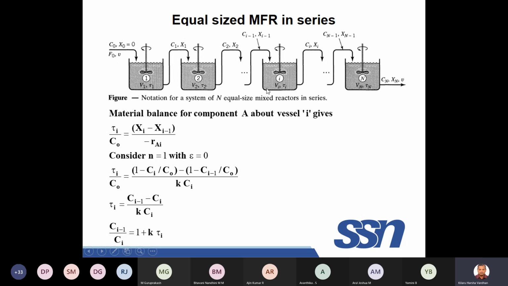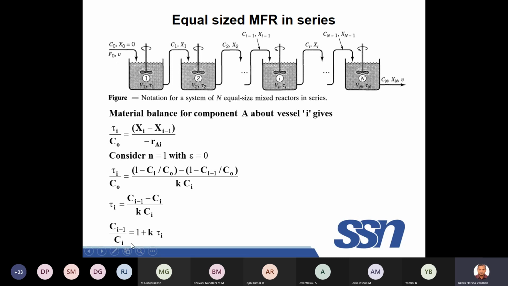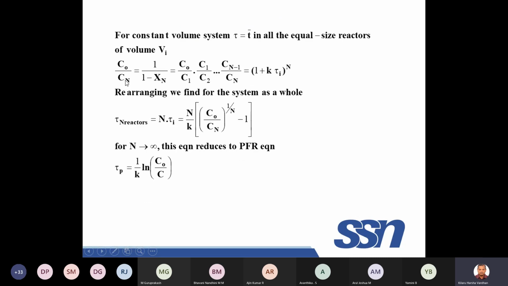So if all the taus are equal, then tau i is nothing but tau. That is what we are doing here. As a constant volume process, all the tau is nothing but tau bar in equal size reactors. Then we can write C0 by Cn is 1 minus XAn. We can split this equation: C0 by C1, C1 by C2, like this. If you go on doing this, it is a multiplication, a product that you write with pi.